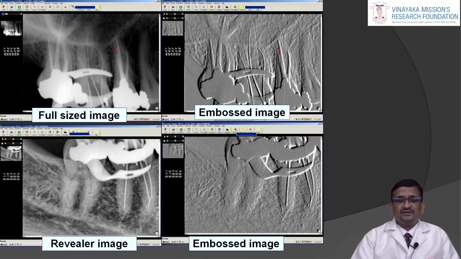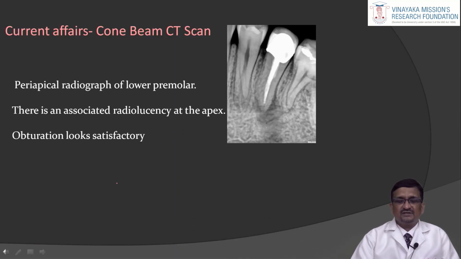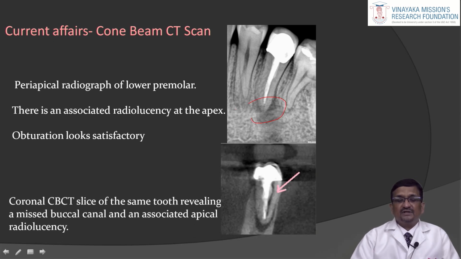And these are the additional things I told you, embossed image, which will help you in detecting a root canal. A two-dimensional image though, it will still help you. And of course the current thing is cone beam CT or CBCT, whatever you can call it. And this is a periapical radiograph of a lower premolar. There is an associated radiolucency at the apex, okay. So obturation looks satisfactory, then why do we still have a lesion? So we proceeded with CBCT of the same, and we found out that there is a missed buccal canal and an associated periapical lesion due to the missed buccal canal, which was not appreciable in the initial radiograph.